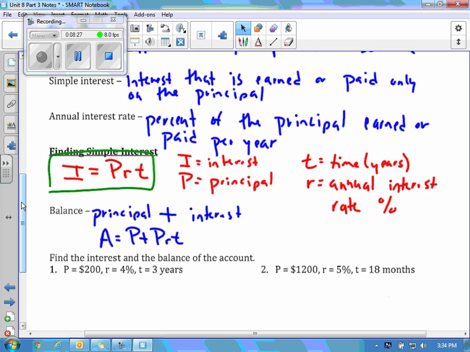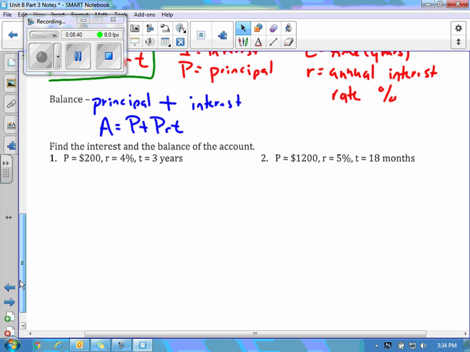And then the next one says the balance. That's just the principal plus the interest. So how much you deposited or borrowed plus the amount you made off of that or lost off of that. So let's look at a couple examples. Again, it's pretty confusing, but we'll go through it.